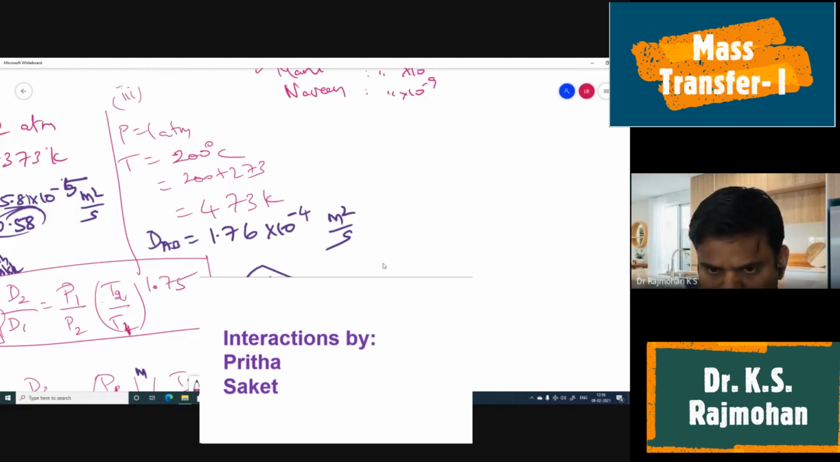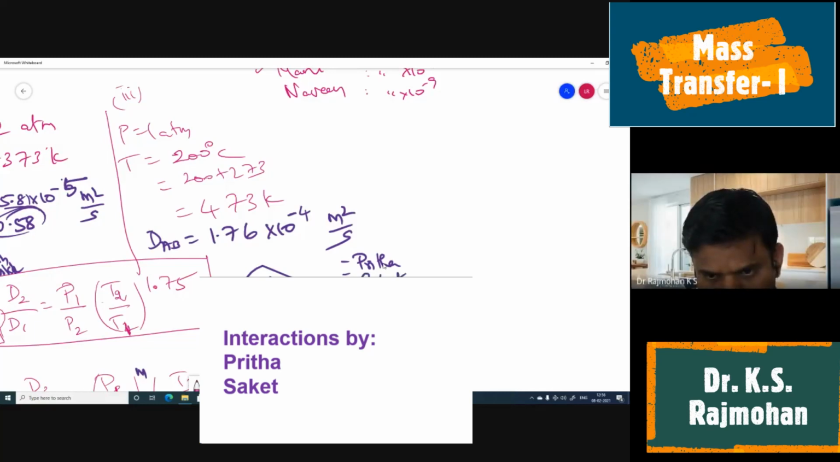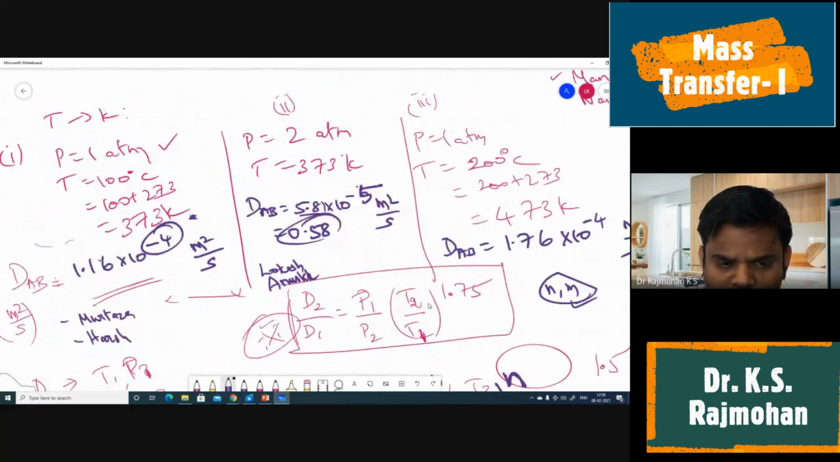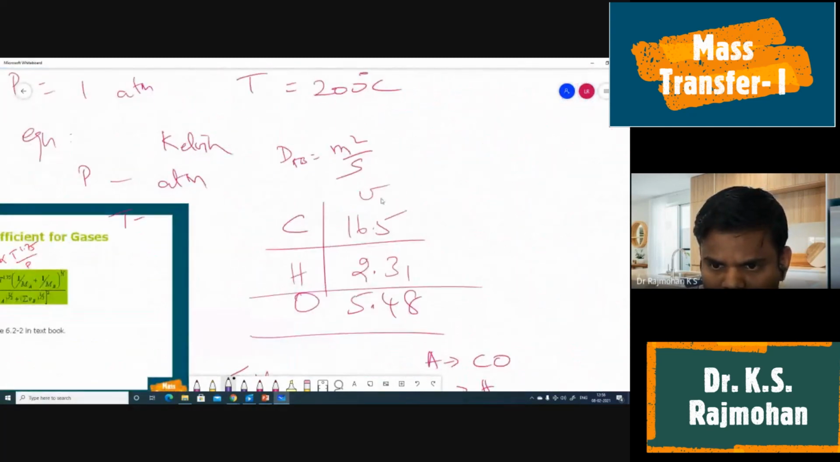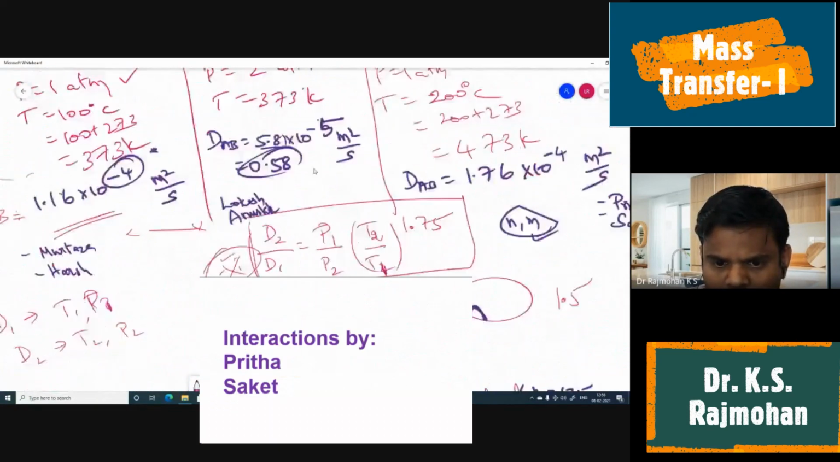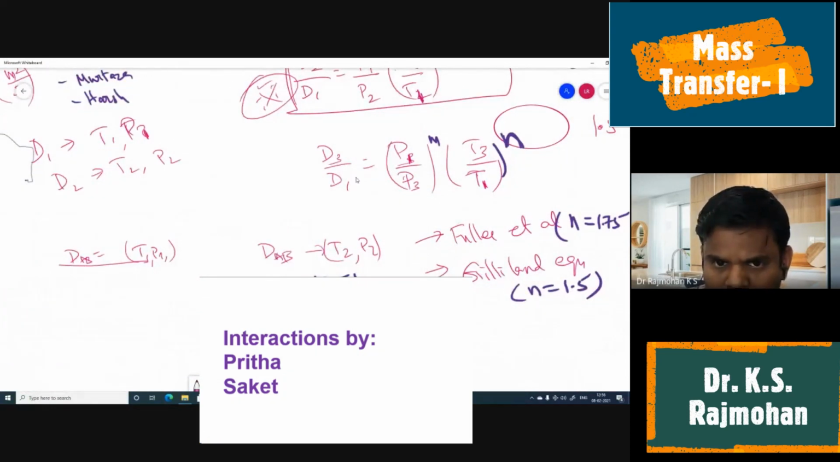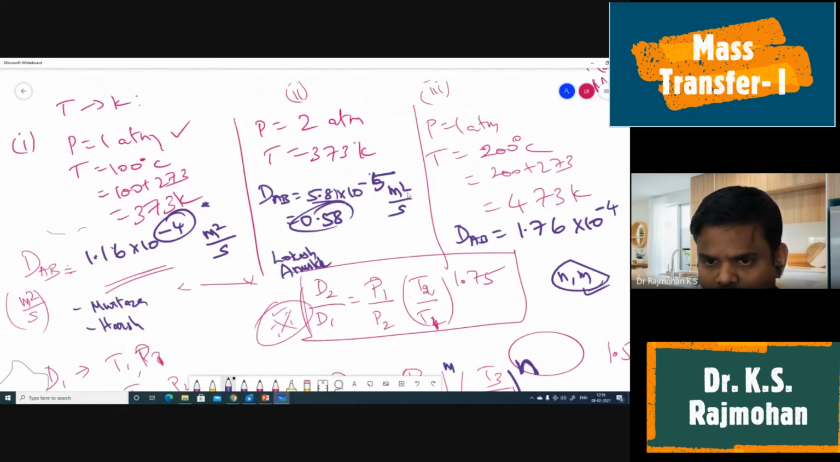Saket, Preetha. So to verify, Pratyush, what's your answer? Yes, sir, same. All three same. We have to verify these units, because we have written without units, and if something has to be changed, we rectify it. For a given set of values, our answers are 1.16 into 10 power minus 4 meter square per second, 5.8 into 10 power minus 5 meter square per second, and DAB is 1.76 into 10 power minus 4.